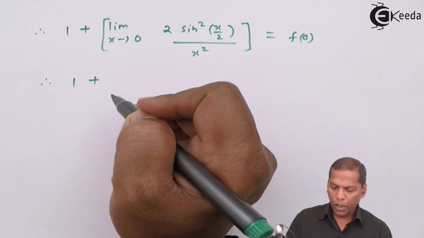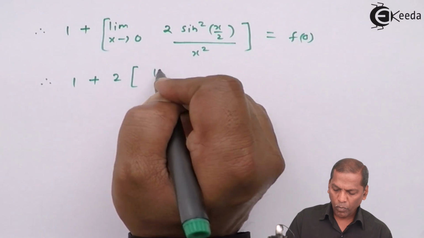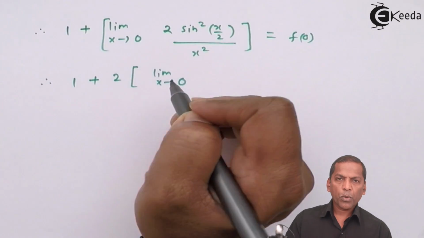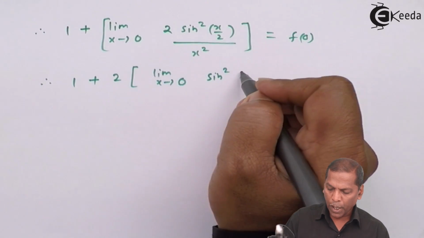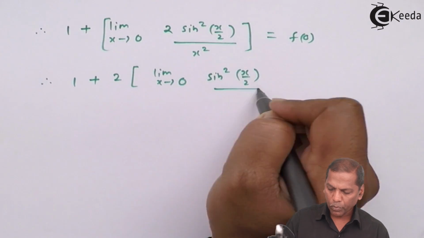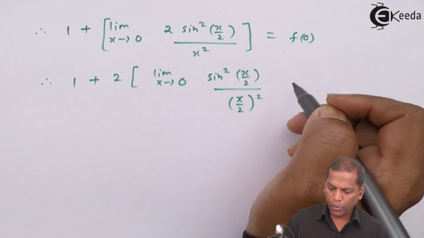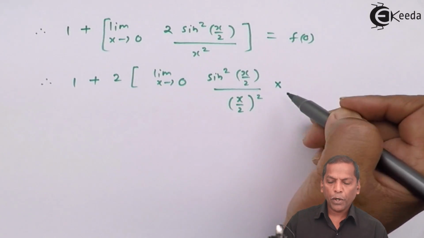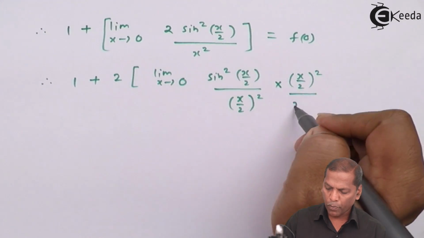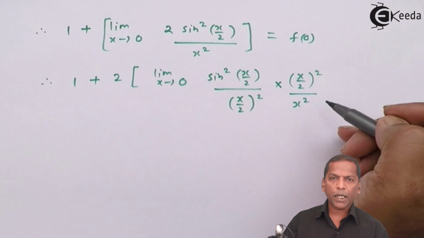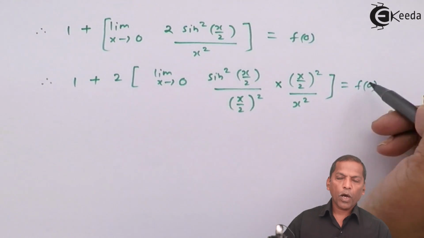Therefore, 1 plus, here 2 is a constant term, we take outside the limit. So limit x tends to 0, sine square x by 2 upon (x by 2 the whole square) into (x by 2 the whole square) upon, we write x square as it is in the denominator, and that equal to f of 0.